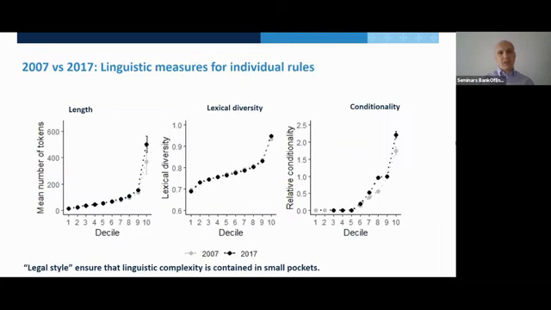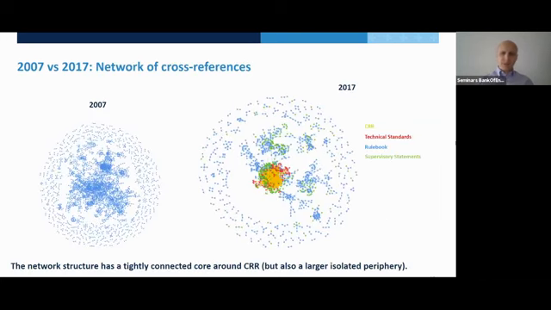So here you can see some plots that show you how different deciles changed on length, lexical diversity, and conditionality. So essentially, the most complex rules became even more complex. So legal style here ensures that linguistic complexity is contained in these small pockets of complexity. And I think you can see the changing complexity very well on this chart here.